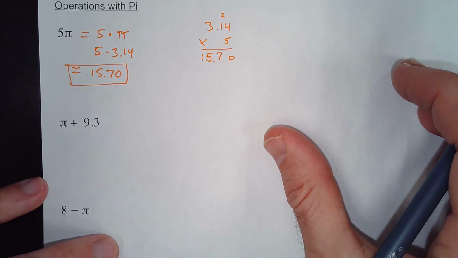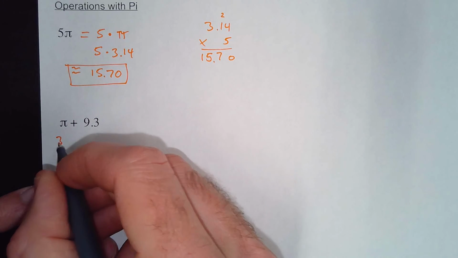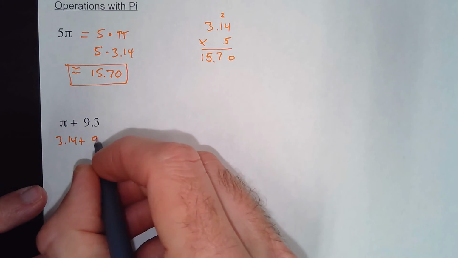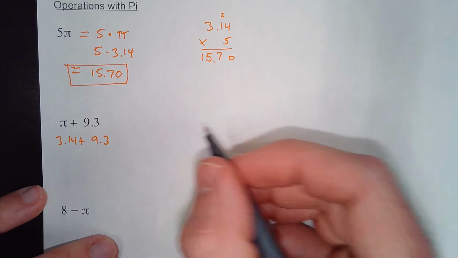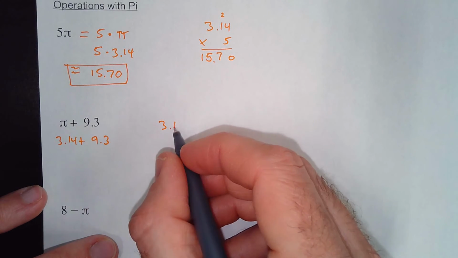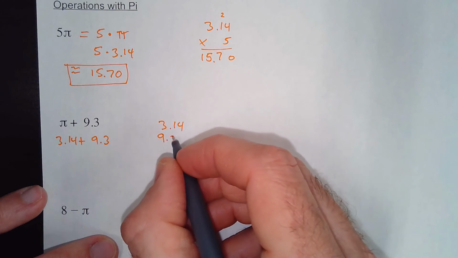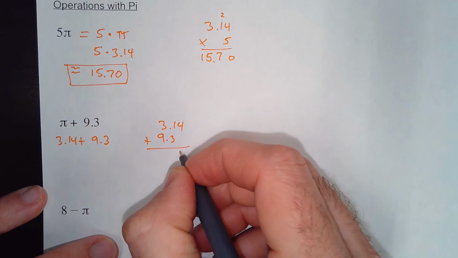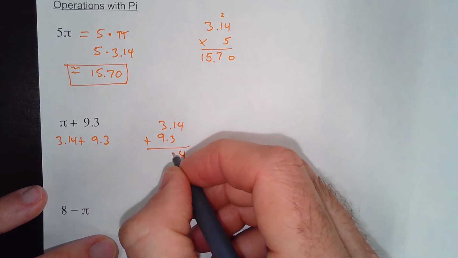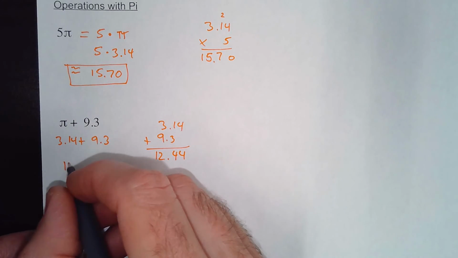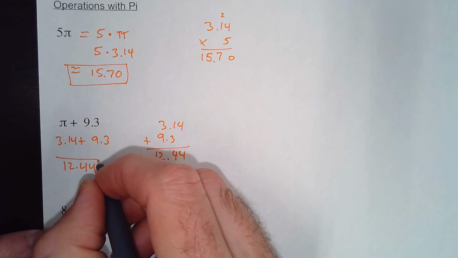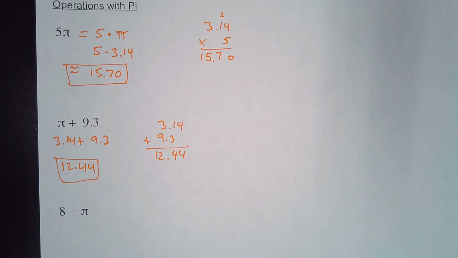All right, what if we're adding with pi? Well, this means 3.14 plus 9.3. That's just a simple decimal addition problem. 3.14, line up my decimals. The 4 just comes down, I'm not adding anything to it. And we get 12.44. That's what we get there.